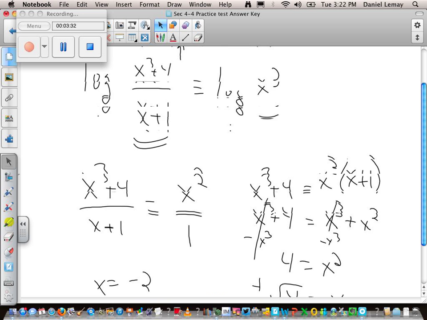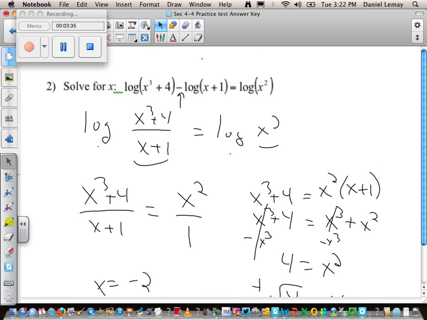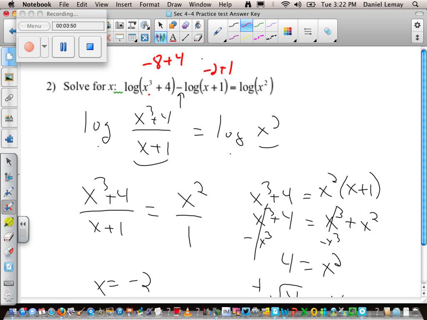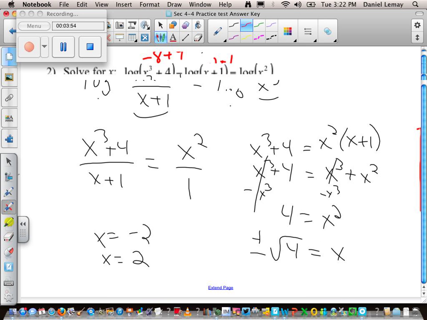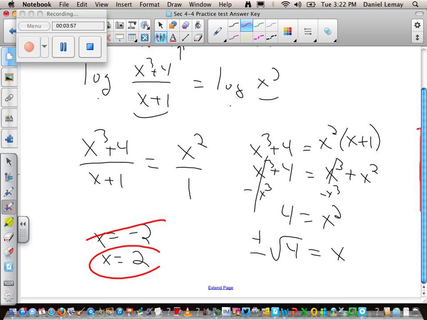If I go back up to the original and try that negative number, negative 2 cubed plus 4 gives me negative 4. Well, that's a negative number, and I can't take the log of a negative number. The same thing here: negative 2 plus 1 is a negative number, and I can't take the log of it. So the negative 2 answer doesn't work. It's not a solution. It's called an extraneous root. We did a number of those, if I spelled extraneous right.